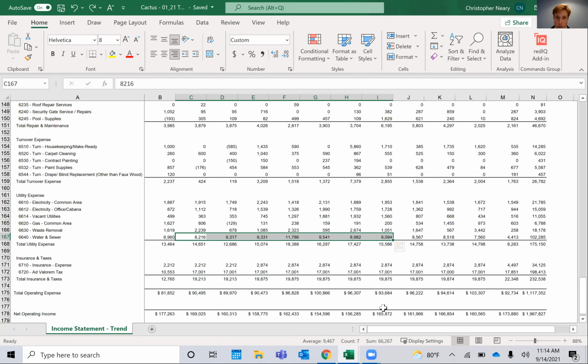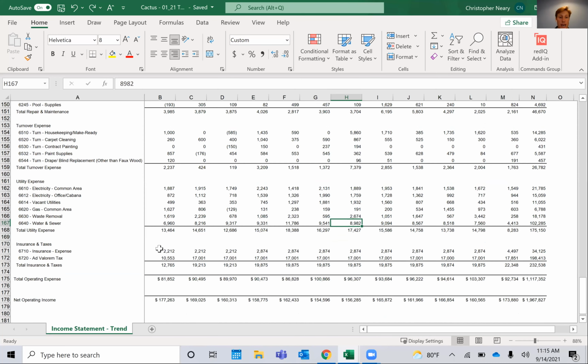For instance, right here in this month, why was this a lot more than this month right here? And why was this month a lot less than this month, right? You need to be asking those questions, asking the current property manager and or owner why that is, right? And then, of course, we have insurance and our taxes.